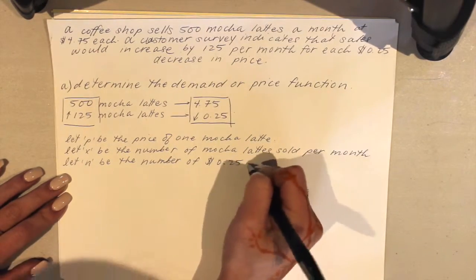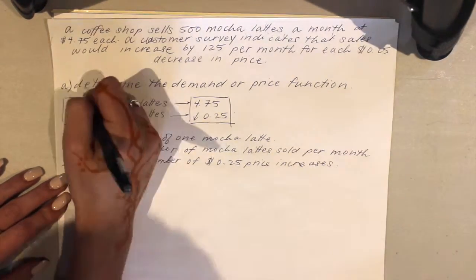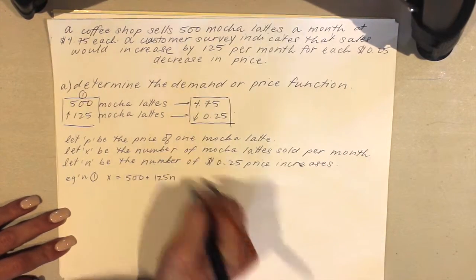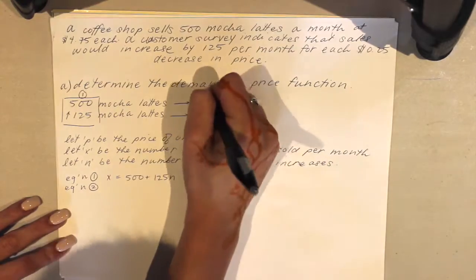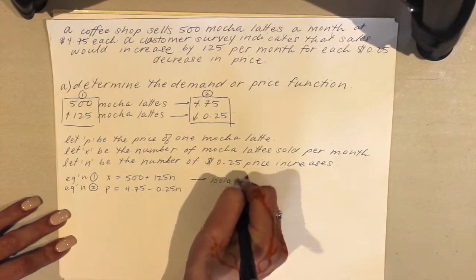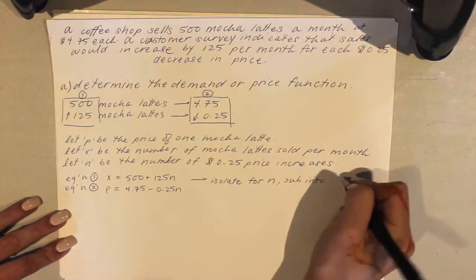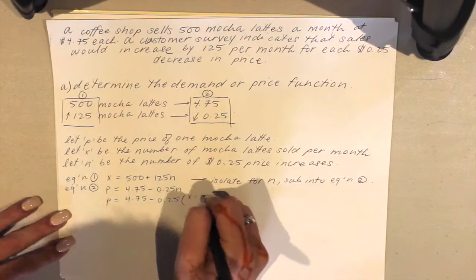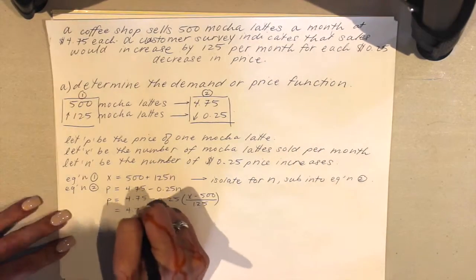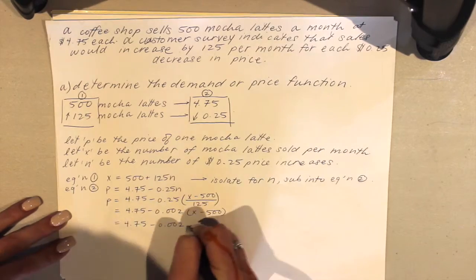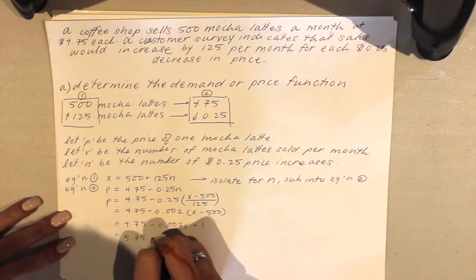I then take the information from the first box and make my x equation. So it'll be x equals 500 plus 125n, n being the number of price decreases as said in my let statement. The plus means because it's increasing. I then take my p and I make it 4.75 minus, because they're decreasing, 0.25n. I then isolate for n and sub it into my second equation to find p of x, which is our price function.